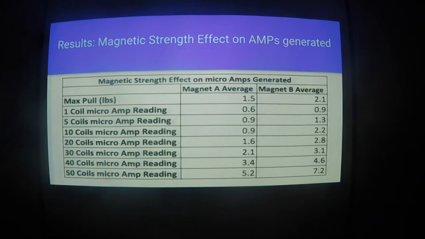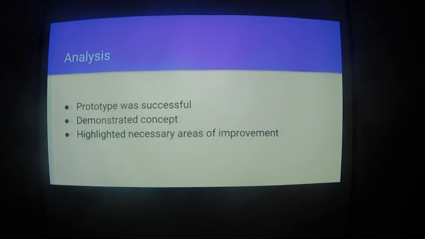This last experiment compares the different strength magnets against each other to test the effect magnetic strength has on amps generated. When the number of coils are kept constant, magnet B always generated a larger electromotive force. As seen by the data, the correlation between more coils and more power generated is clear, as well as stronger magnet, more power. This concluded the prototype was successful.